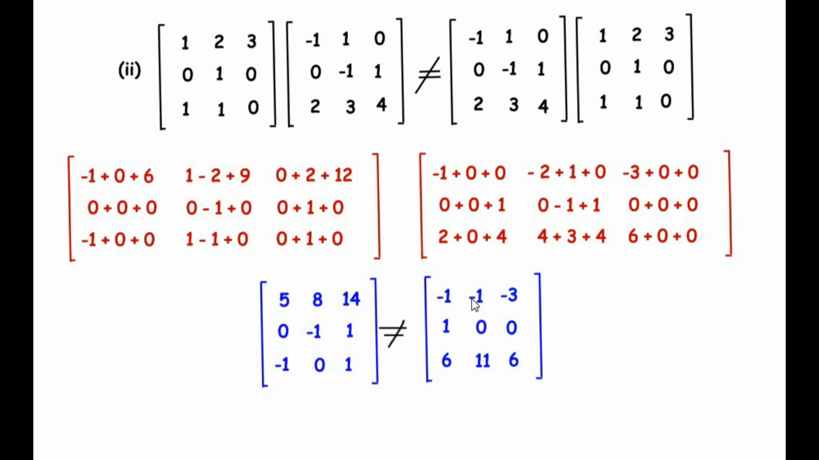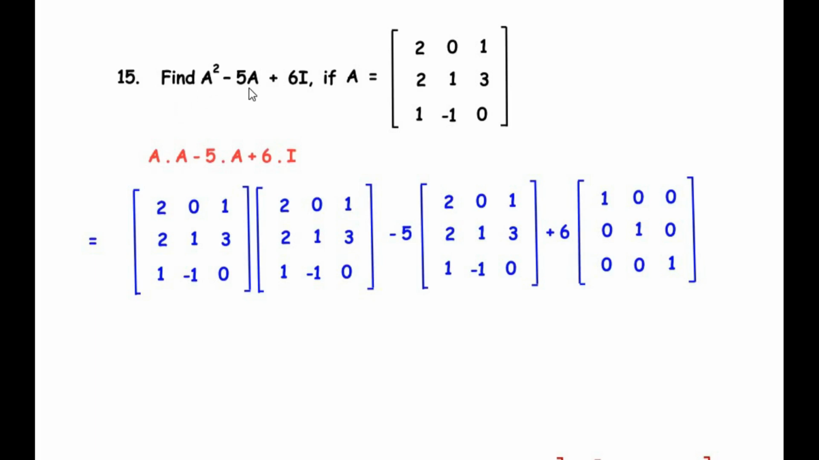Now let us move on to the 15th question. Find A squared minus 5A plus 6I if A is given by a 3 by 3 square matrix. Now in this expression, A squared means we have to multiply matrix A by itself, that is A times A. 5A means the scalar quantity 5 multiplies with the given matrix A, plus 6I. Here I represents the identity matrix.